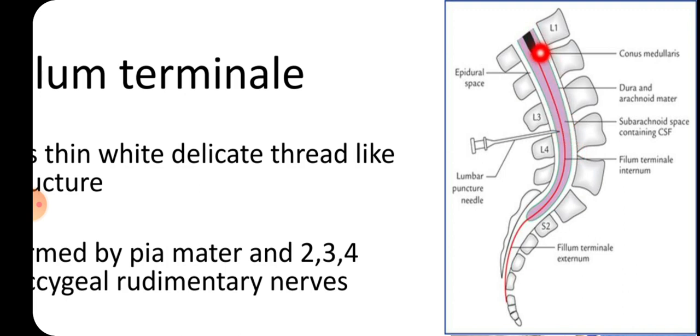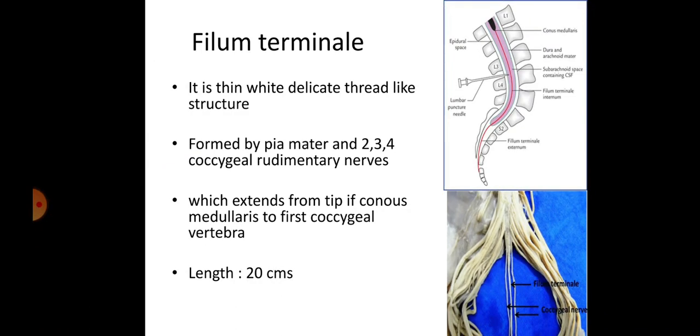So once again I will repeat here. The pia mater is closely adherent to the spinal cord. The spinal cord is going to terminate at L1. After that, this pia mater is continued as a thin filament. Along with the pia mater, it includes the rudimentary second, third and fourth coccygeal nerves. They are converted into a filament, continue and attach to the coccyx. So this thin filament, extending from the tip of the conus medullaris to the first coccygeal vertebra, is called the filum terminale. This filum terminale is approximately 20 centimeters long.